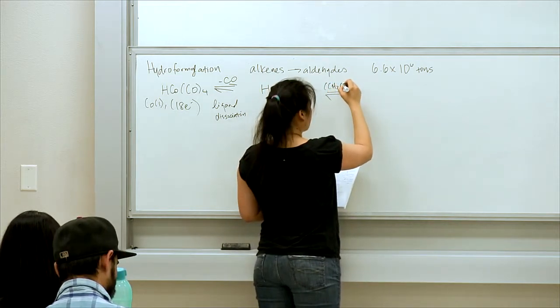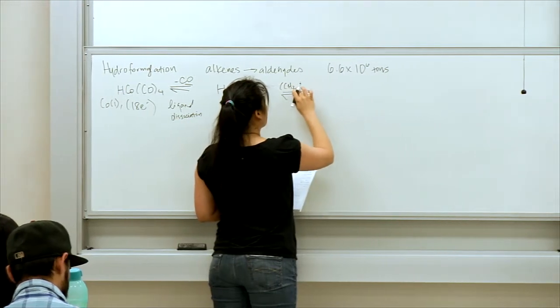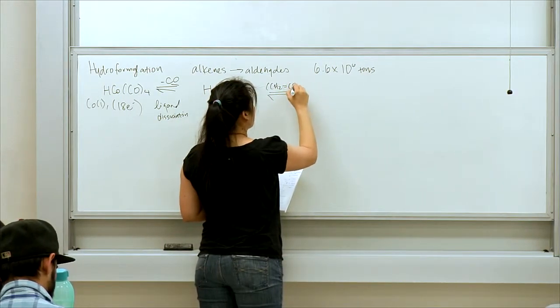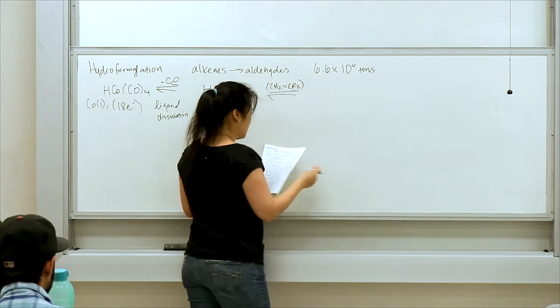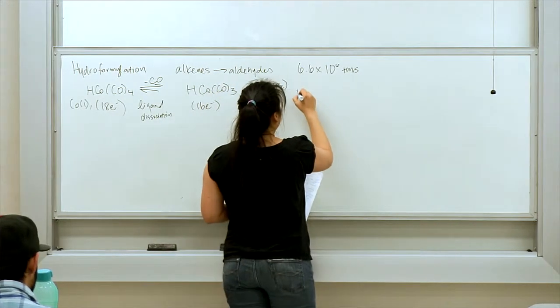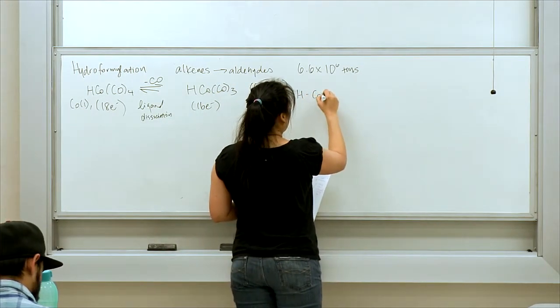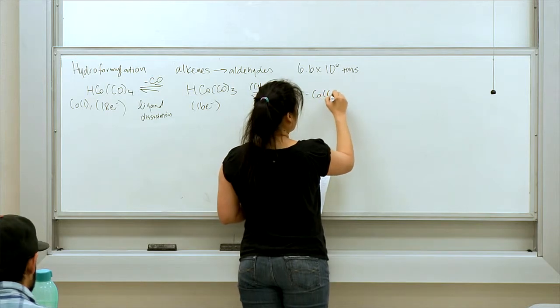So then you add an alkene. I'll just draw the double bond here. And you make an alkene complex.